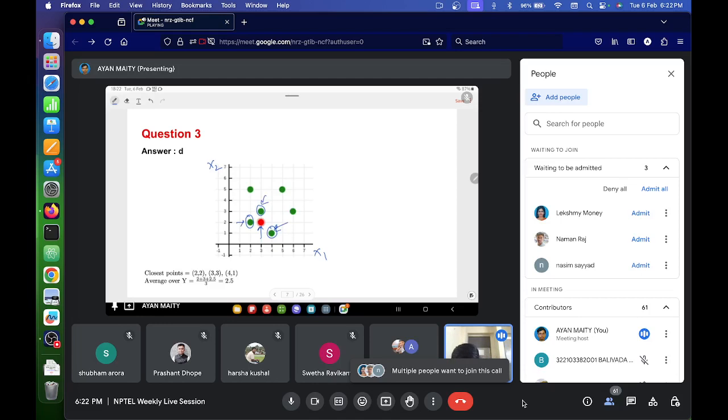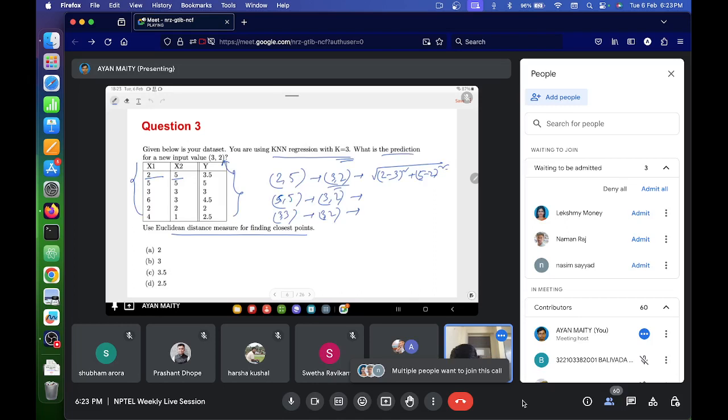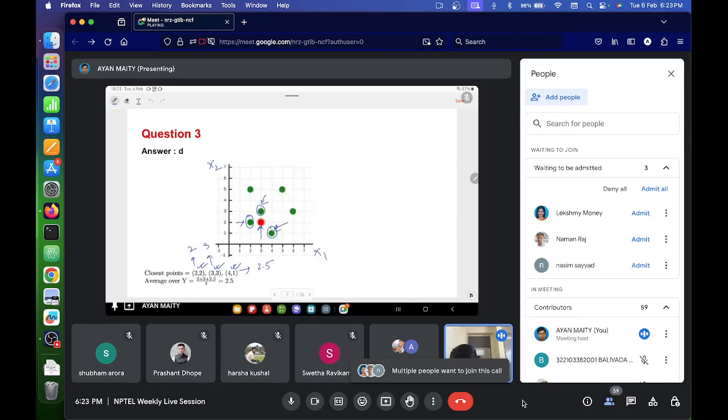So 2 comma 2, 3 comma 3, 4 comma 1, these are the 3 closest points. From the table we can find the y values for these 3 points: for the 2 comma 2 point the y value is 2, for the 3 comma 3 point the y value is 3, for the 4 comma 1 point the y value is 2.5. 4 comma 1, yes, 2.5.